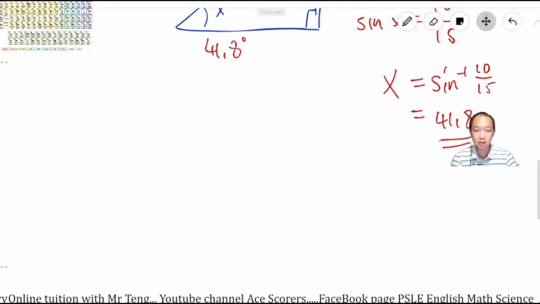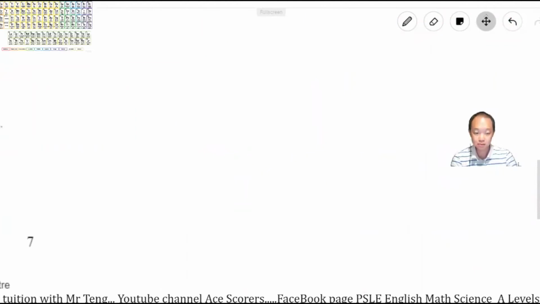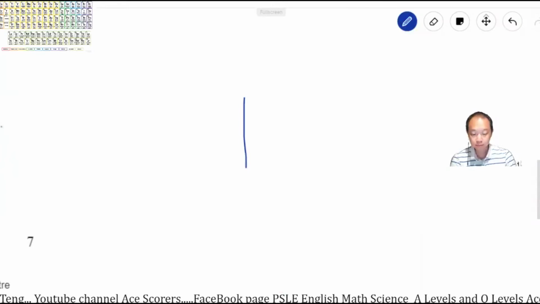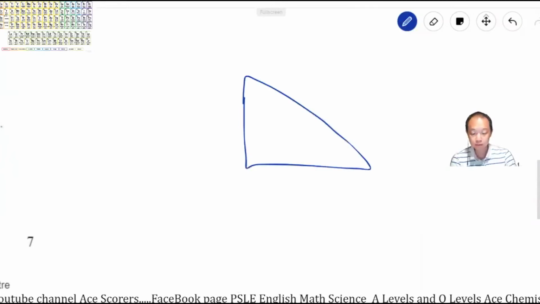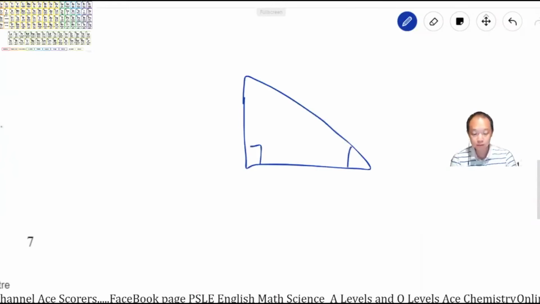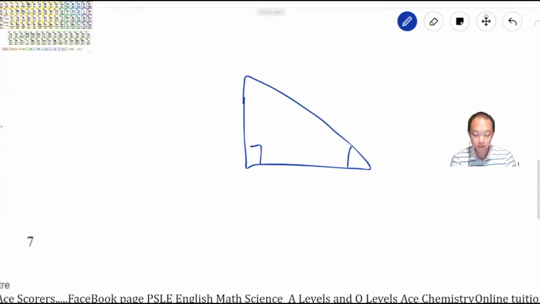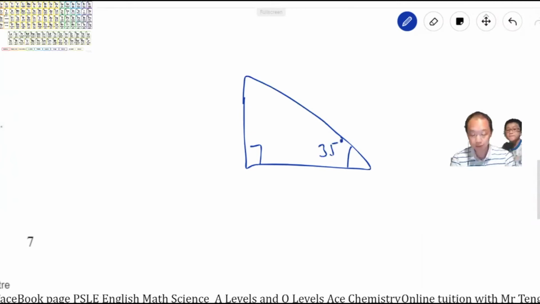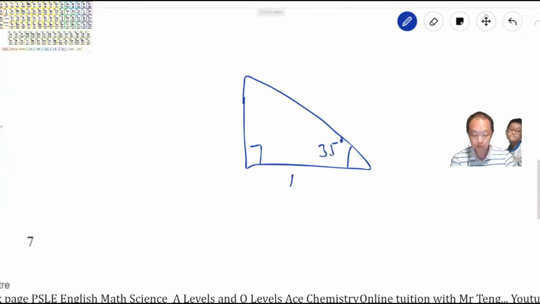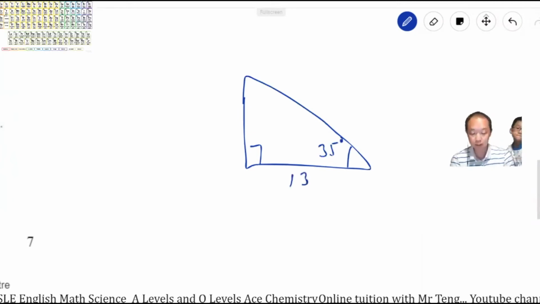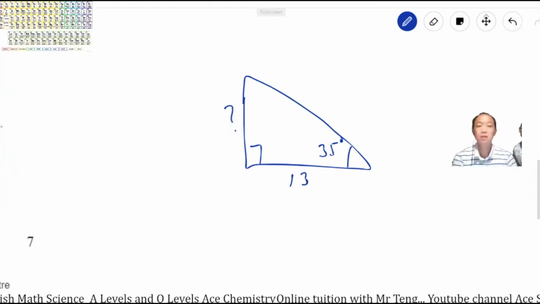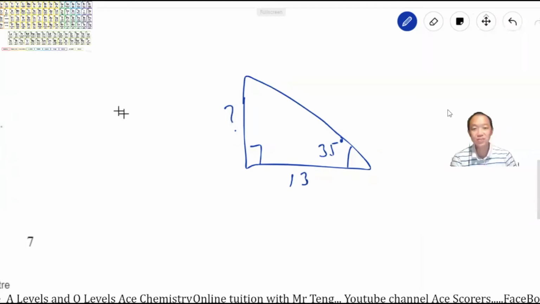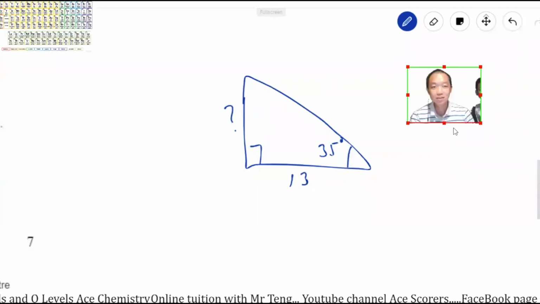So I give you another example. If they give you this, another triangle, 90 degrees, reference angle, right? So they tell you this is 35 degrees, right? And then here is 13. Then they ask you, what is the height?